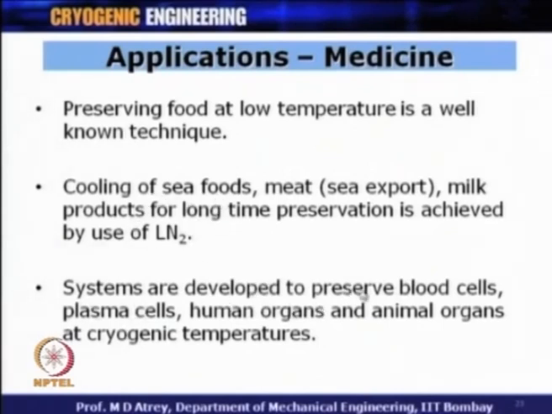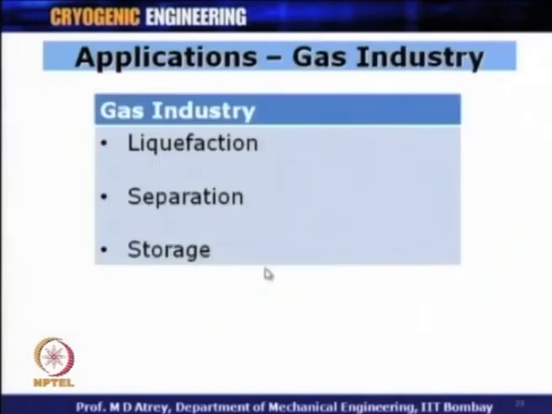Systems are developed to preserve blood cells. This is again a usage in medicine. You can preserve blood cells, plasma cells, human organs and animal organs at cryogenic temperature. So, the preservation using a liquid nitrogen bath to preserve blood cells, plasma cells, human cells, stem cells also is the latest addition to this list. This all is done at cryogenic temperature.